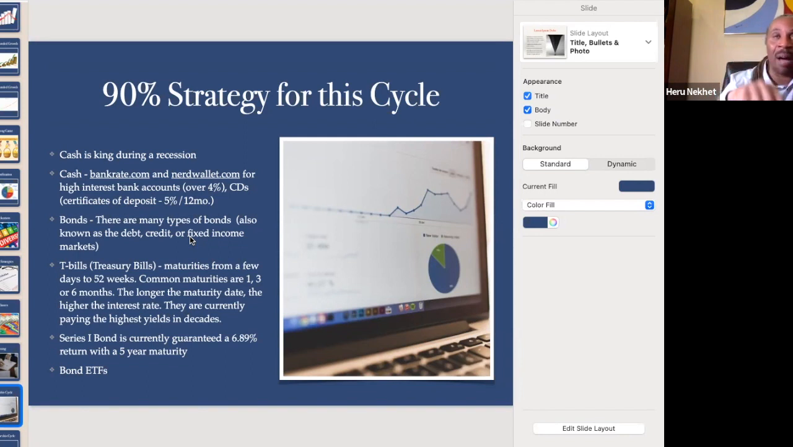Now, the problem, might not be a problem. The limit on the Series I bond is you can only max out $10,000 per year. There's no limit on the CDs and no limit on the cash bank accounts, but there's a limit of $10,000 on the Series I bond.